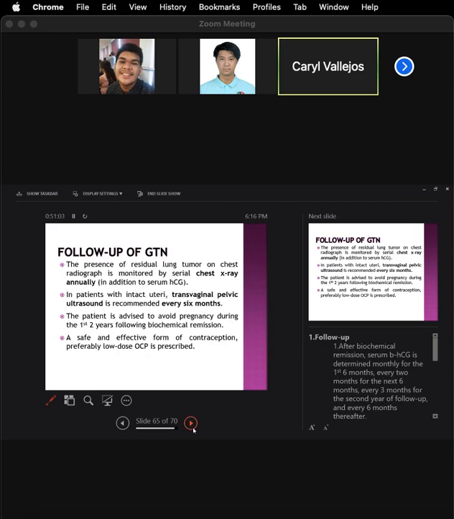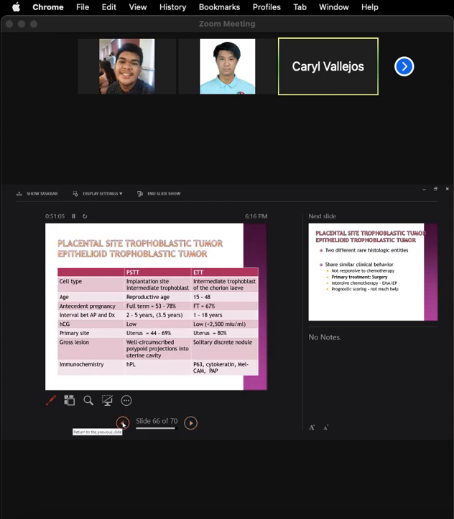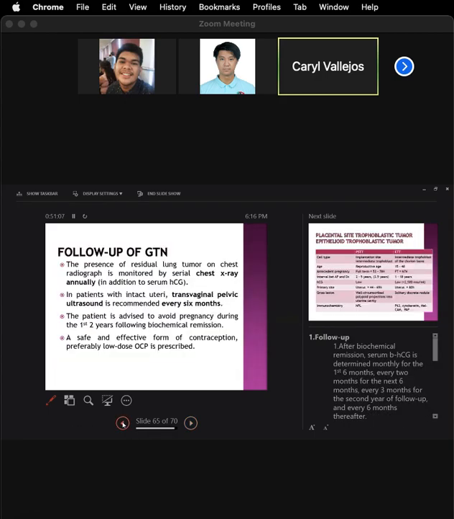Annual chest x-ray is being requested, and then if the uterus is still intact, every 6 months. And the patient is advised to avoid pregnancy during the first 1 year, not 2 years, first 1 year following the biochemical remission. A safe and effective form of contraception is preferable; low-dose OCP is still preferred.